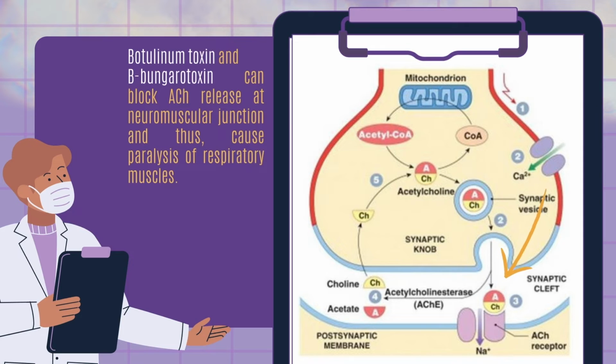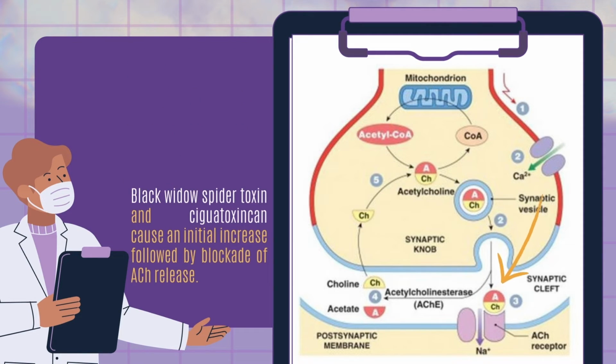However, an obstacle can occur when botulinum toxin and beta-bungarotoxin block acetylcholine release at the neuromuscular junction and thus cause paralysis of respiratory muscles, whereas black widow spider toxin and ciguatoxin can cause an initial increase followed by blockade of acetylcholine release.